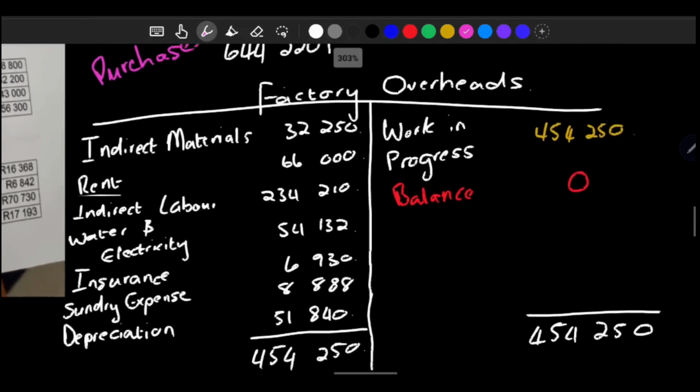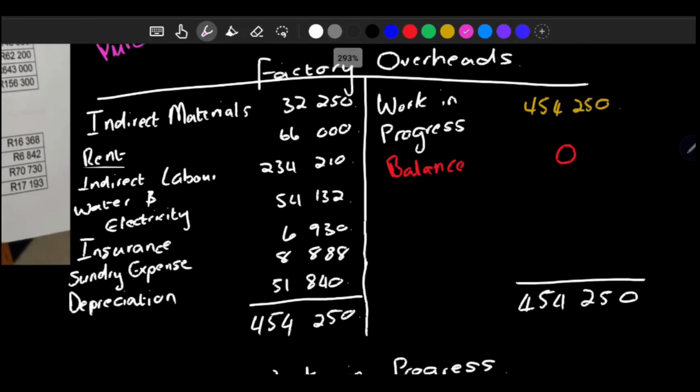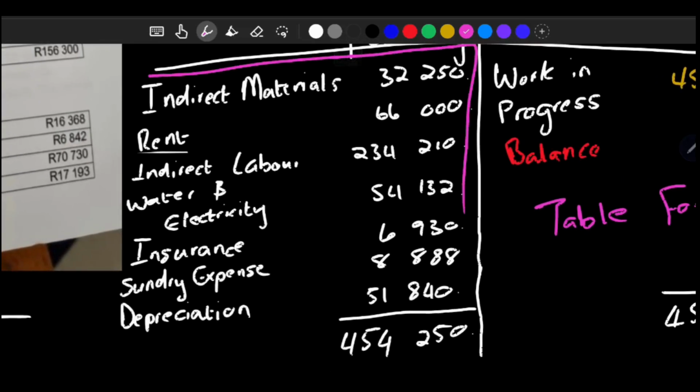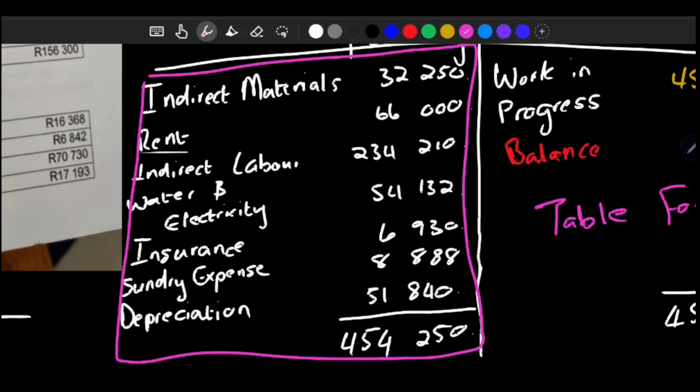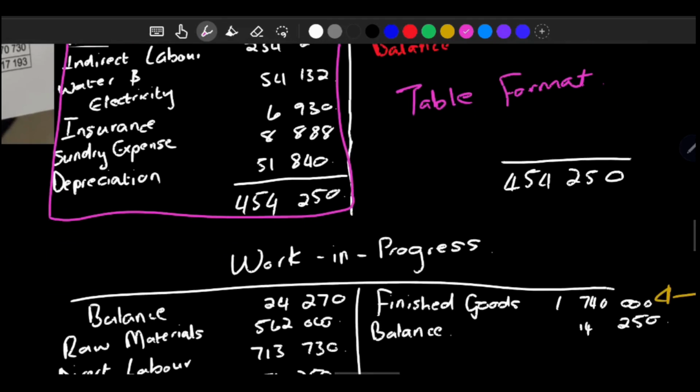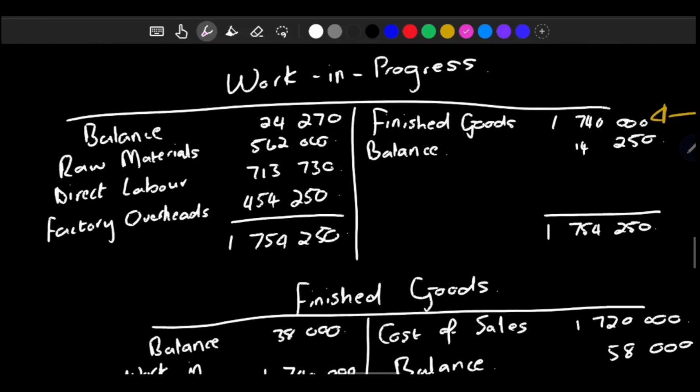Same thing with factory overheads. This is roughly straightforward. Sometimes they just give you factory overheads in table format, right? But we don't study and hope. We study enough that whatever question they give you in the exam, you're prepared for. So if they give you a table, you just take everything that's here, and that's your table. You get your full marks. If they give you a T account for factory overheads, you know this, right? So we don't study and hope. We study everything, and we're prepared for whatever comes our way.